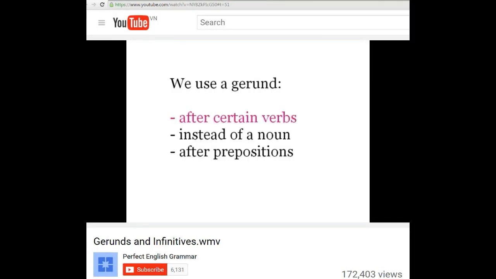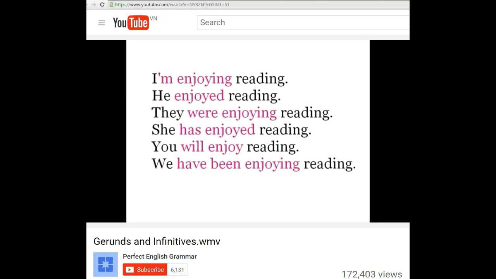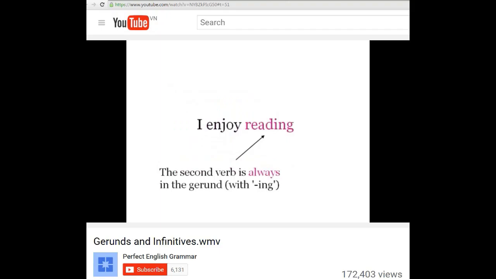Let's look at after certain verbs. For example, the sentence, I enjoy reading. The first verb is enjoy. You can use any normal tense. For example, I'm enjoying reading. He enjoyed reading. They were enjoying reading. She has enjoyed reading. You'll enjoy reading. We've been enjoying reading. After enjoy, the second verb is always in the gerund.